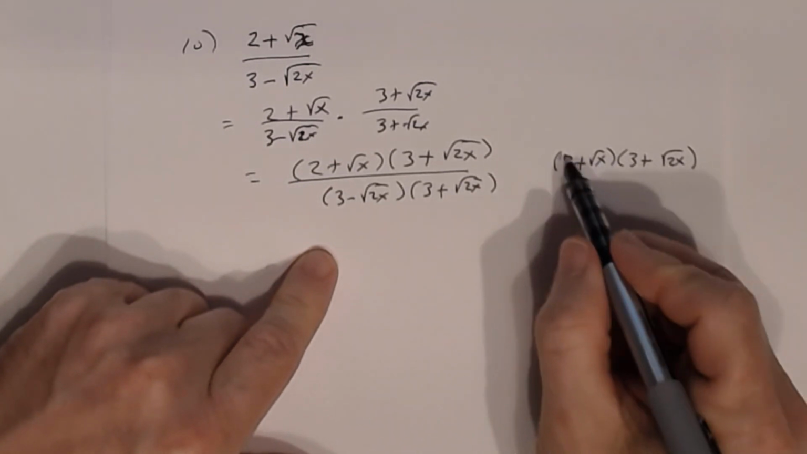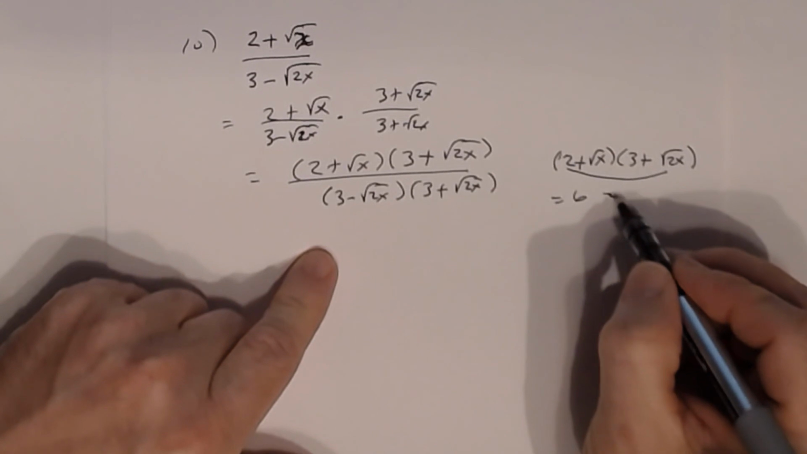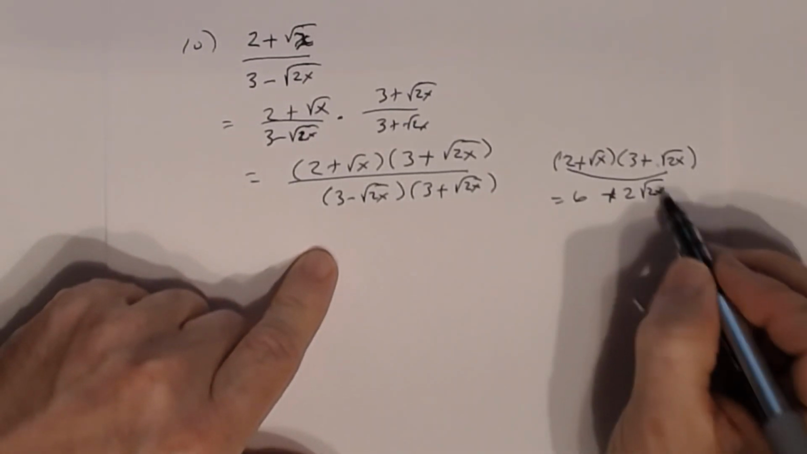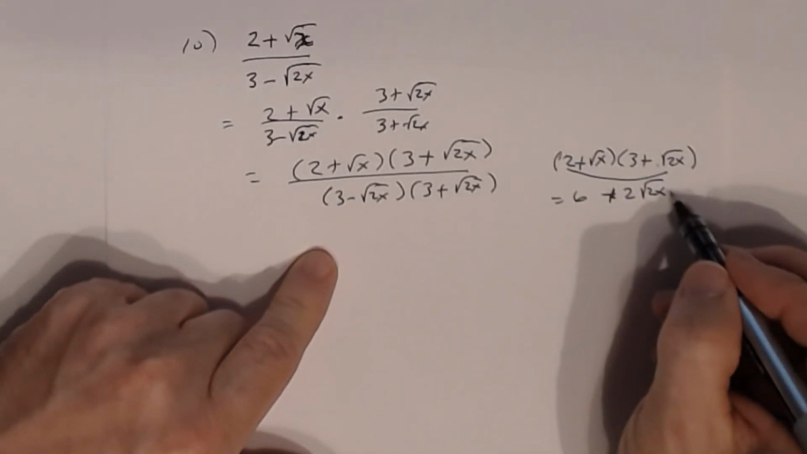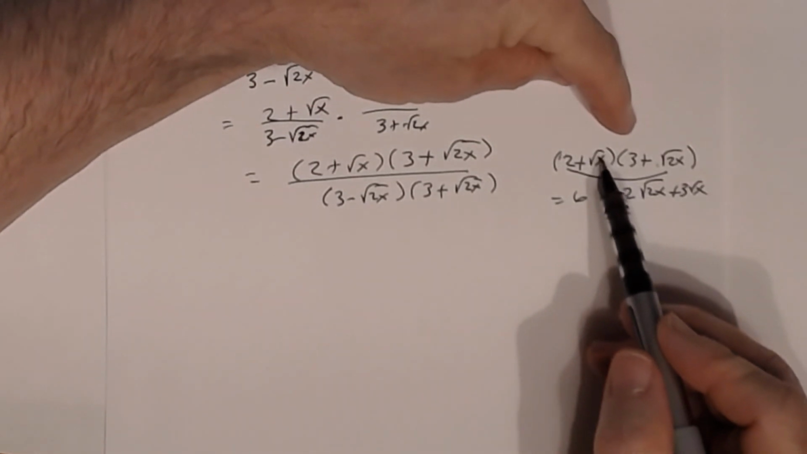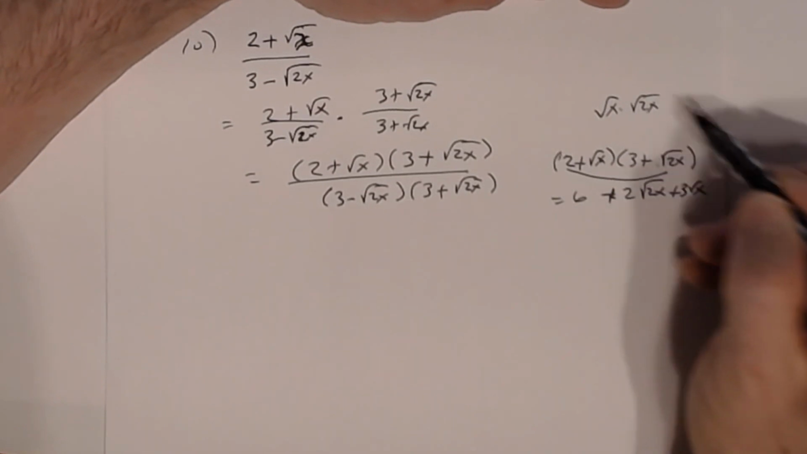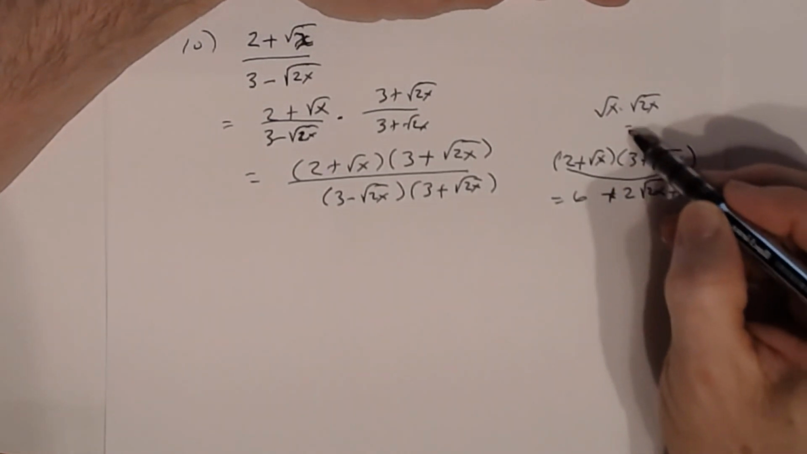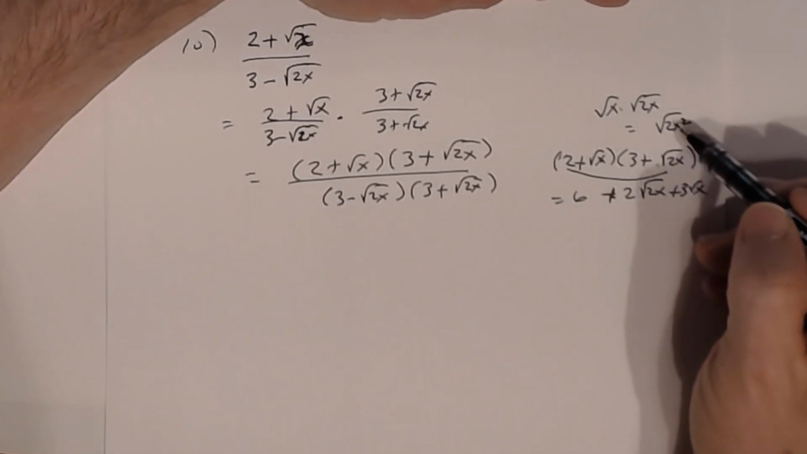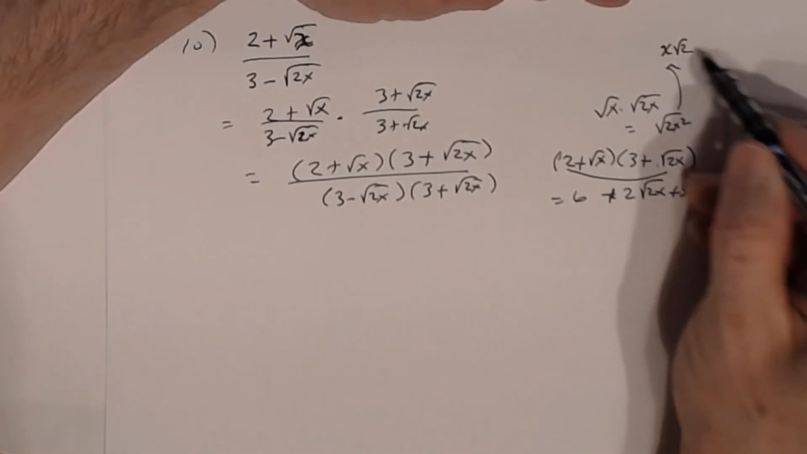And so if I FOIL, 2 times 3 is 6. The outer is 2, a positive and positive is positive, 2 square root of 2x. The inner is 3 square root of x. And the last, now be careful with the last, you have the square root of x times the square root of 2x. According to the product rule, that's the square root of 2x squared. But I can simplify the square root of 2x squared. That's just x. So this right here becomes x square root of 2.